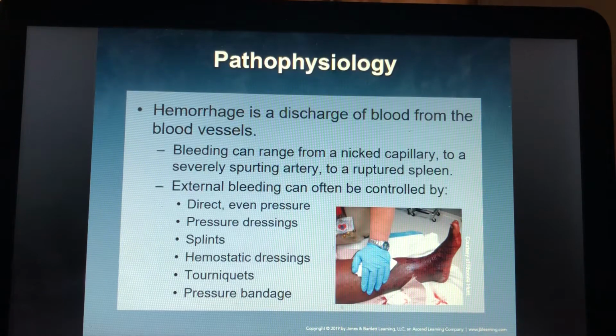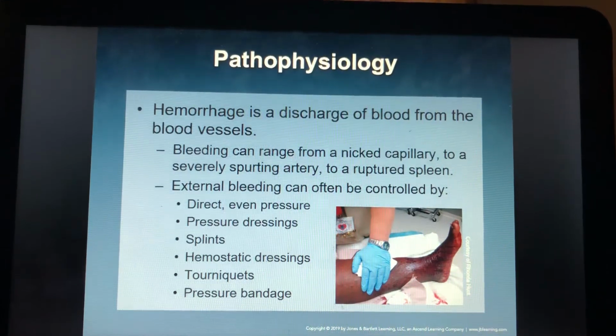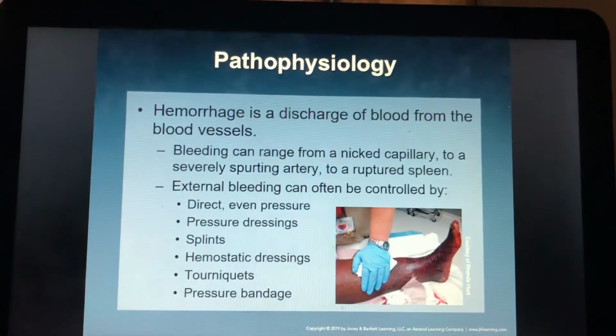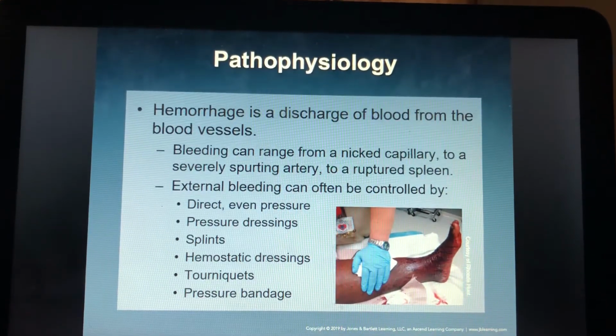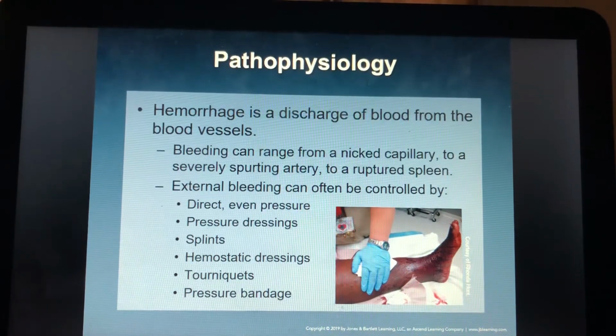All right. Hemorrhage is discharge of blood from the blood vessels. You now have a container problem. The container is broken, whether it's external or internal, whether you can see it or you can't. It's bad. Now, you don't have to have a hemorrhage or a bleed that's caused from trauma. You can have ulcers, bleeding ulcers. You can have a GI bleed. You can have bleeding for a myriad of reasons anywhere in the body.